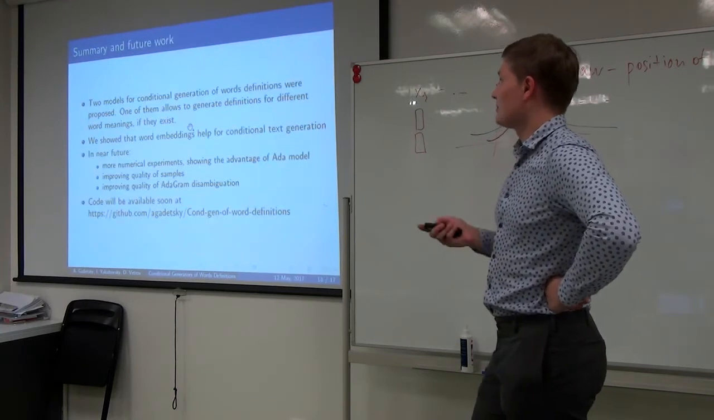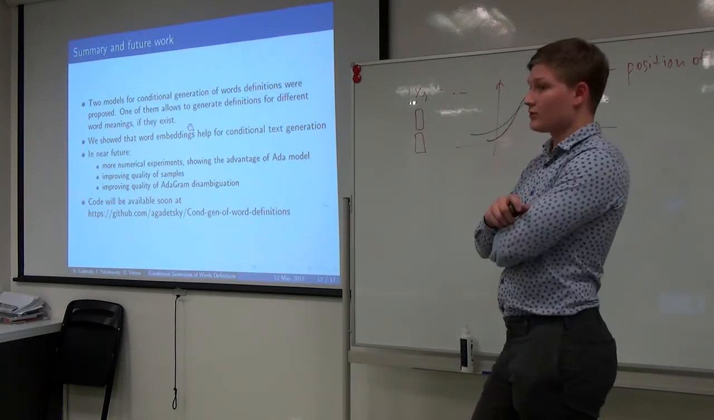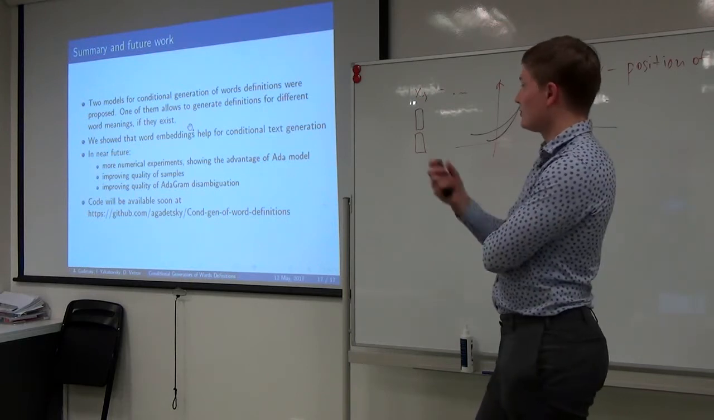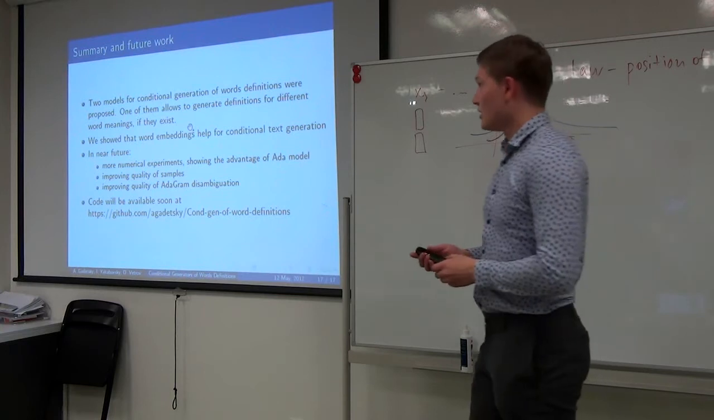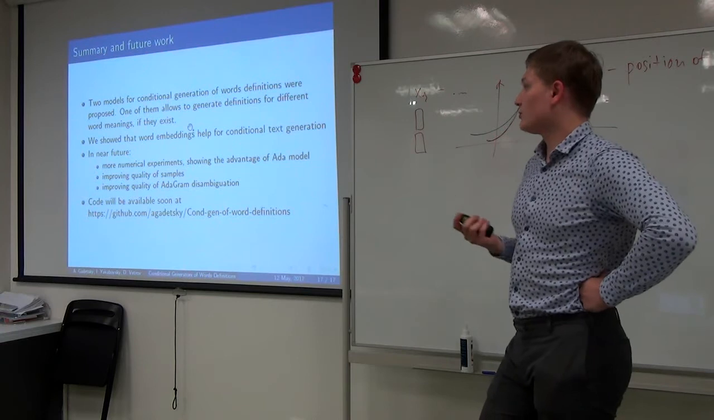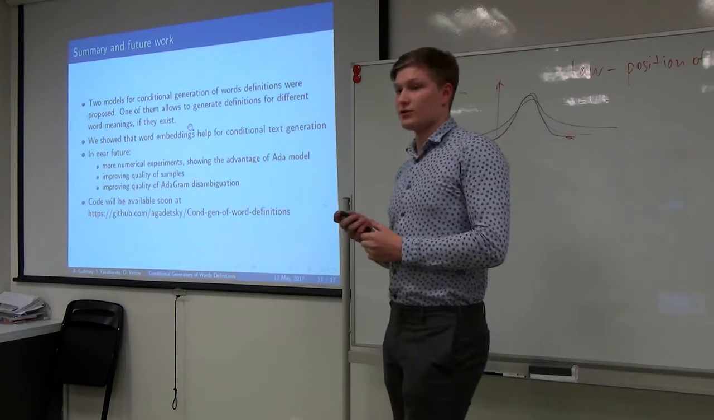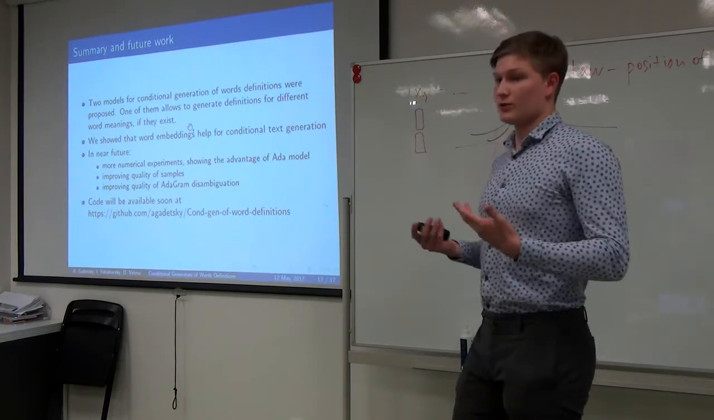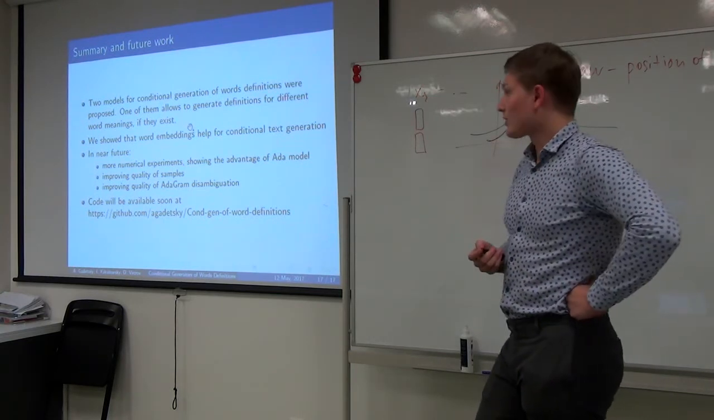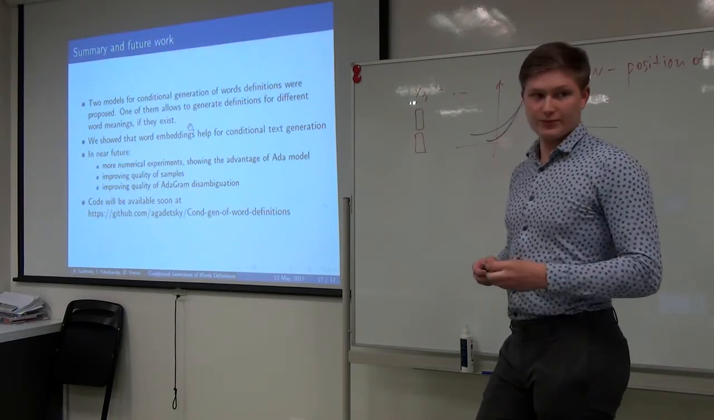Let's go to the summary and the future work. We propose two models for conditional generation of word definitions, and one of them allows generating definitions for different word meanings, if they exist. We showed that word embeddings help for conditional text generation. In the near future, we want to do more numerical experiments showing the advantage of the AdaGram model, because visually it works better, and improve the quality of samples and AdaGram disambiguation. Code will be available soon at this link. Thank you for your attention.